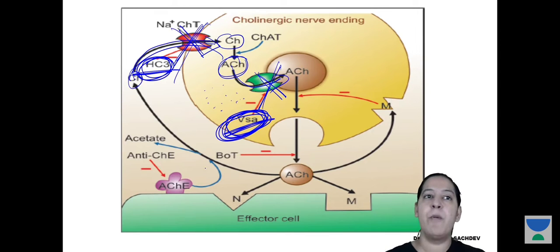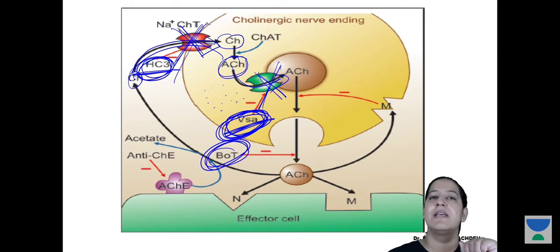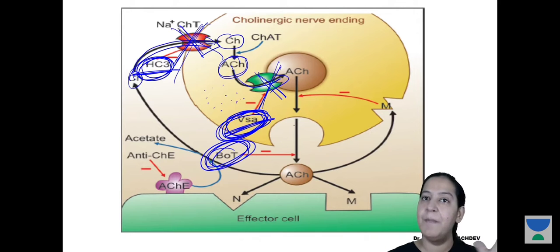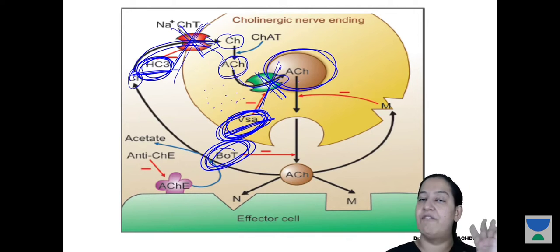And the third poison is botulinum or tetanus. Here it is shown. This poison inhibits the fusion, one step ahead.